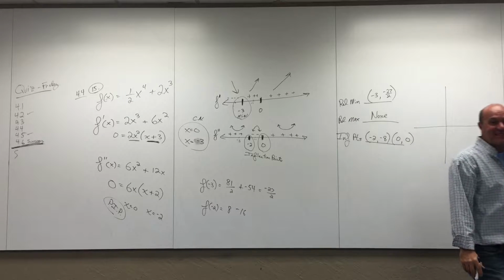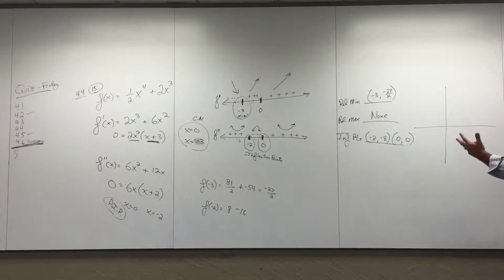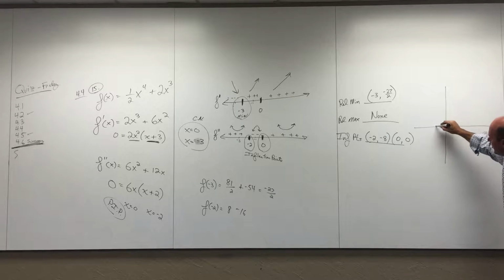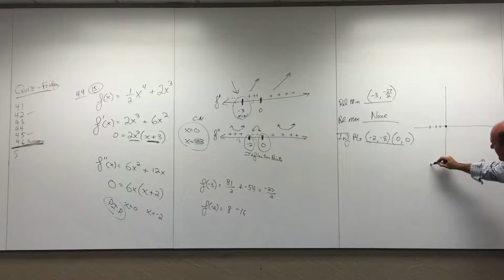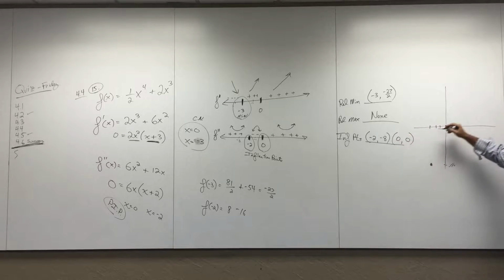All right, this is awesome. This should all come together beautifully here. I'm going to plot these points. 0, 0. Negative 3 is right here: negative 3, negative 13 and a half. And negative 2, negative 8. And now I should be able to draw this.